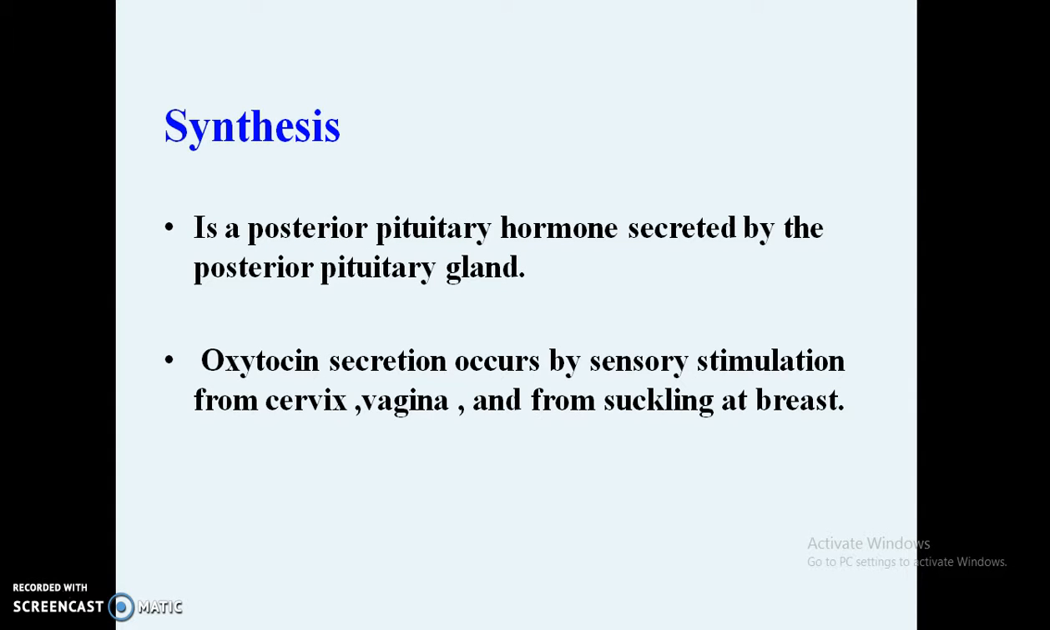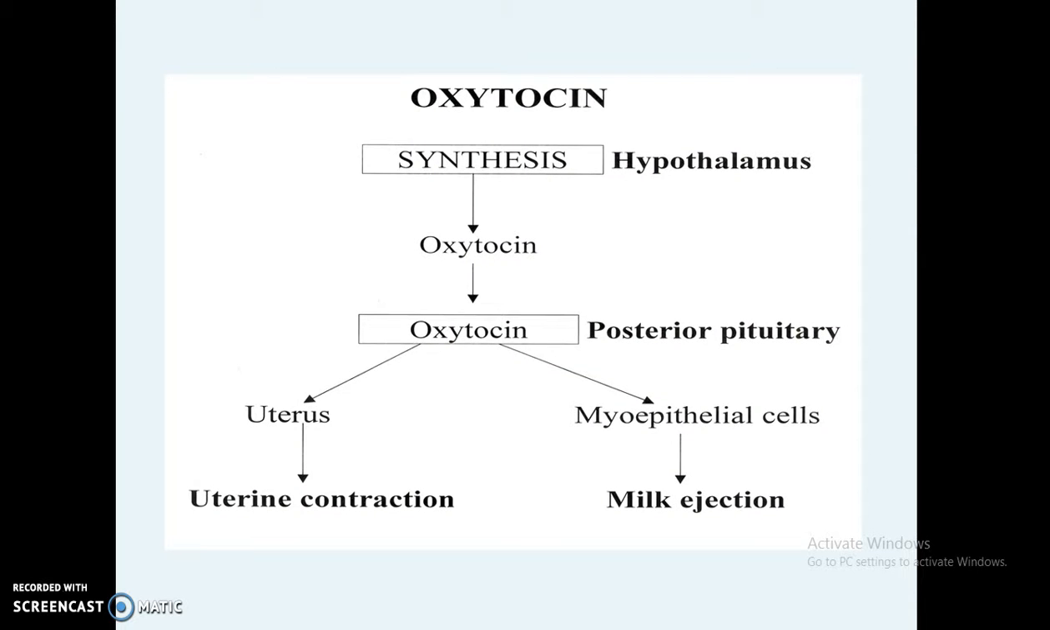Synthesis. Oxytocin is a posterior pituitary hormone secreted by the posterior pituitary gland, and the secretion occurs by sensory stimulation from the cervix, vagina, and from suckling at the breast. So in this case, the oxytocin will be released when the stimulation occurs from the hypothalamus. There is a release of synthesized oxytocin from the posterior part of the pituitary gland to the target cells in the uterus and myoepithelial cells, which ultimately leads to uterine contractions and milk ejection.